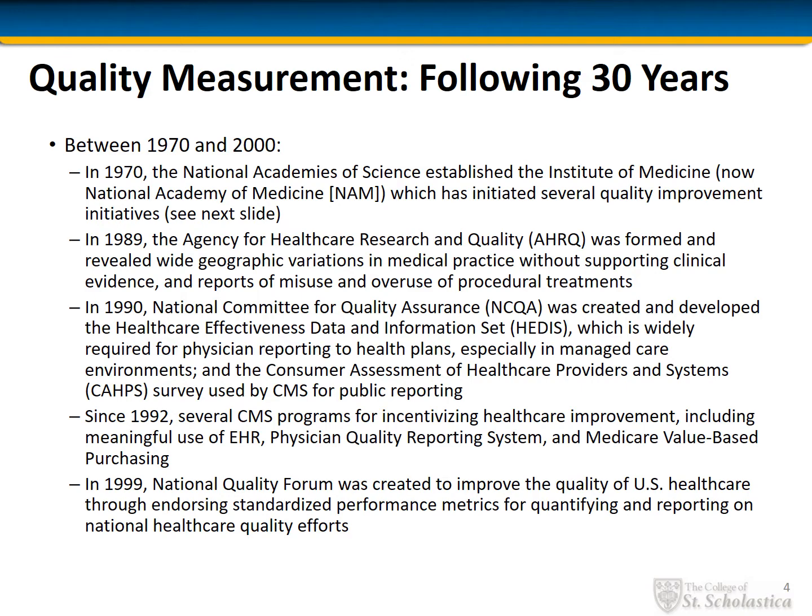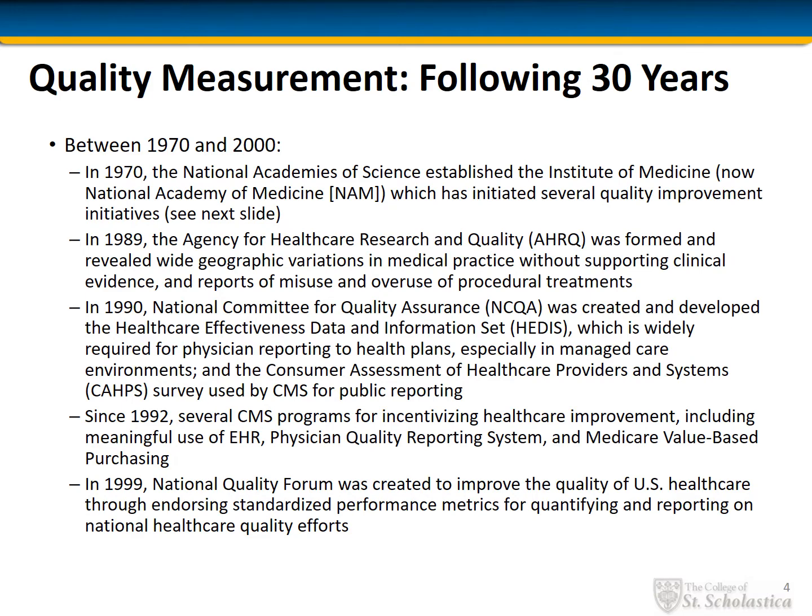Let's look at the following years between 1970 and 2000. Since Dr. Donabedian's work took hold, there has been an increasing number of quality initiatives. In 1970, for instance, the National Academies of Science established the Institute of Medicine, now called the National Academy of Medicine, or NAM. The National Academy of Medicine is essentially a think tank that advises Congress on matters concerning healthcare. Its work is unique because it has raised the collective consciousness of the need for quality measurement, among other things. We'll look more closely at their work on the next slide.